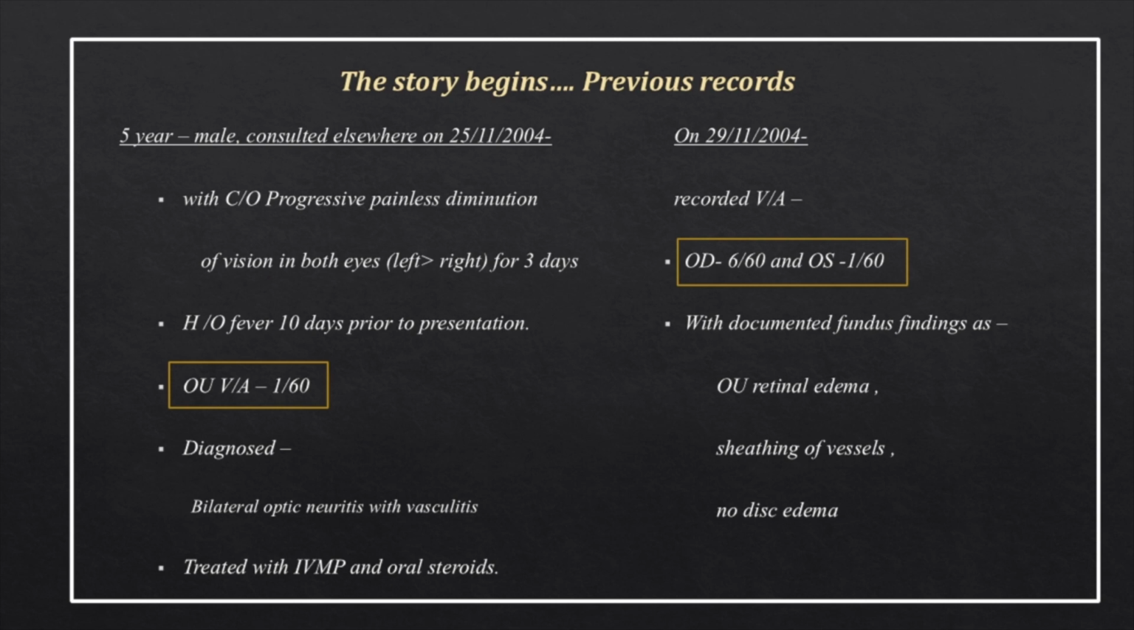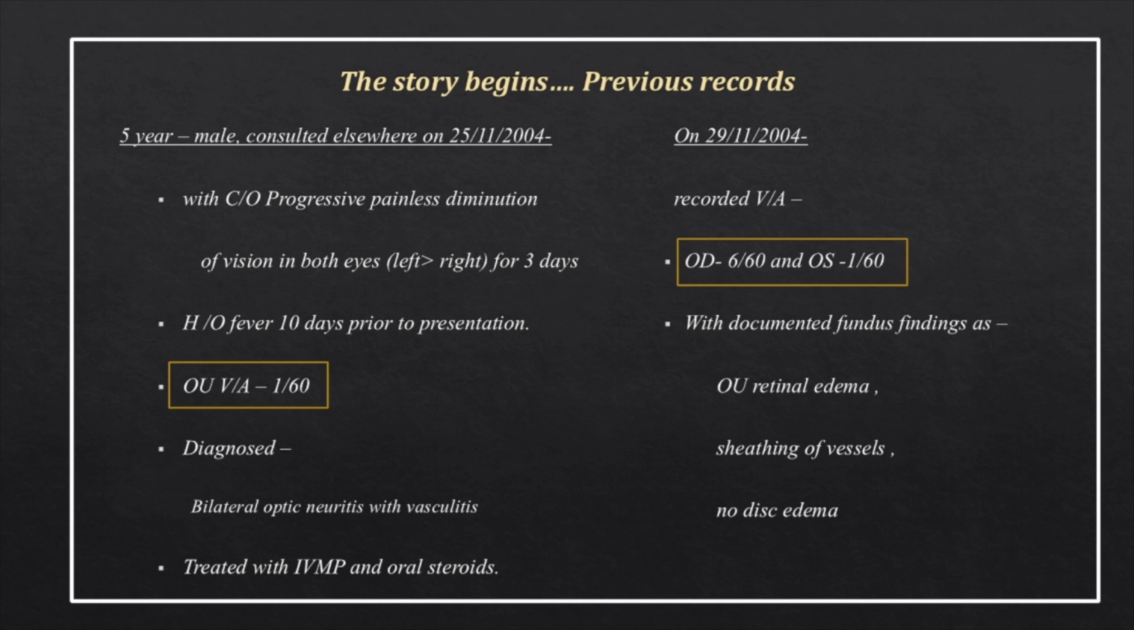So the story begins like this. A 5-year-old male child consulted elsewhere on 25th of November 2004 with acute progressive painless diminution of vision in both eyes, left more than right, for 3 days, preceded by a fever history 10 days prior to presentation.